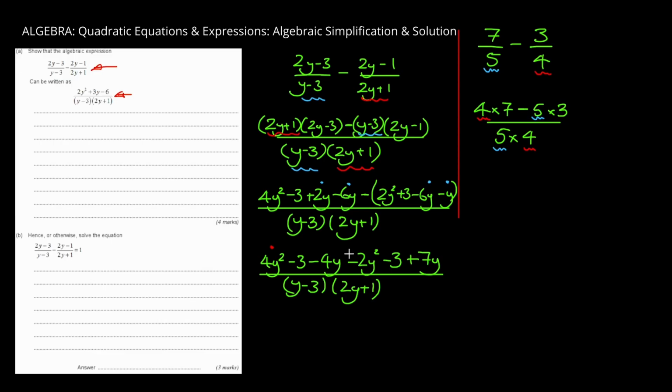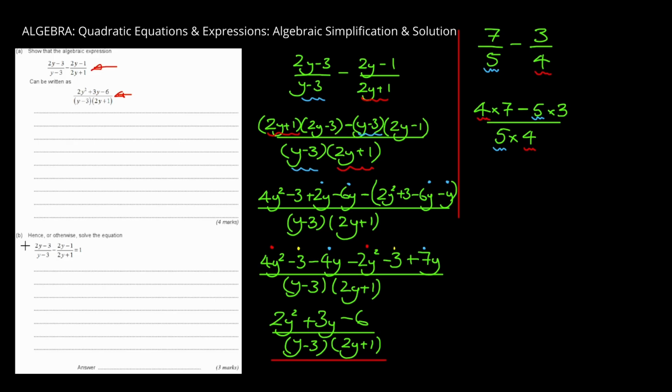Okay, now we can put these together. We can put the y squared terms together, the y's together, and the numbers together. And we get 4 of these take away 2, leaves 2y squared. Negative 4y adding positive 7y is positive 3y. And the two numbers, negative 3, negative 3, is negative 6. And this once again is all over the denominator. And that happily matches what the question has suggested. So that is the answer.